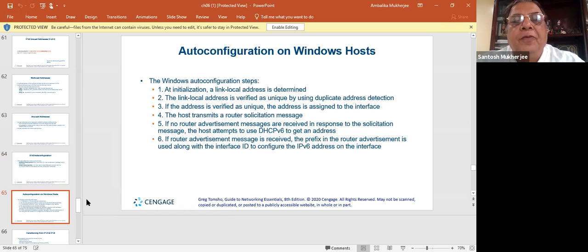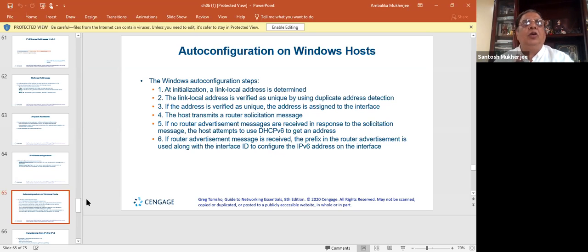The Windows autoconfiguration steps: at initialization, the link-local address is determined. The link-local address is verified as unique by using duplicate address detection. If the address is verified as unique, the address is assigned to the interface. The host transmits a router solicitation message. If no router advertisement messages are received in response to the solicitation message, the host attempts to use DHCP to get an address.